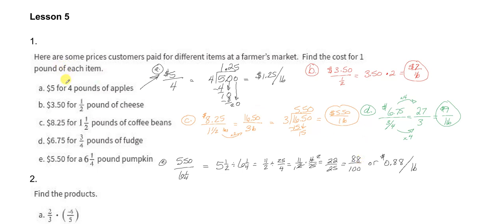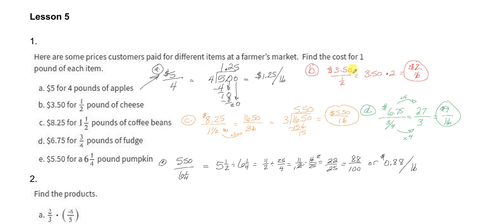If you're finding the cost per item, per pound of each item, then you're finding unit price, which is just taking the money and dividing by the pounds. And so I did that, 5 divided by 4. It turned out to be $1.25. You can see my shown work there for that.